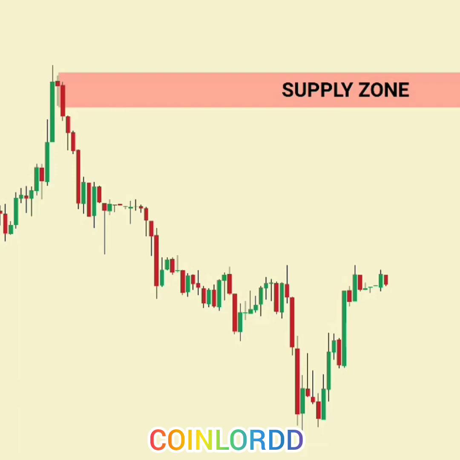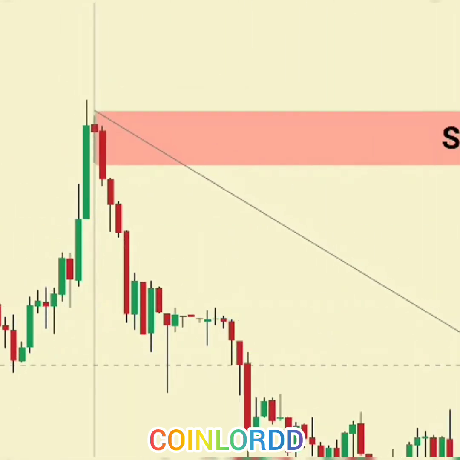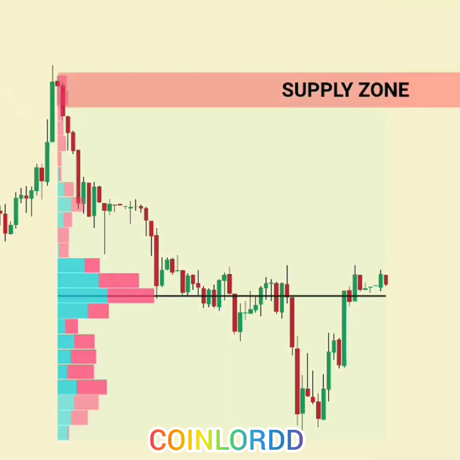So instead of guessing where price might react, I applied a fixed range volume profile to this entire move. The purpose of the volume profile is simple. It shows us where the market spent the most time and where the majority of trading activity actually took place. This is important because not every price level inside a move carries the same significance. Some areas attract very little interest, while others become major areas of acceptance.